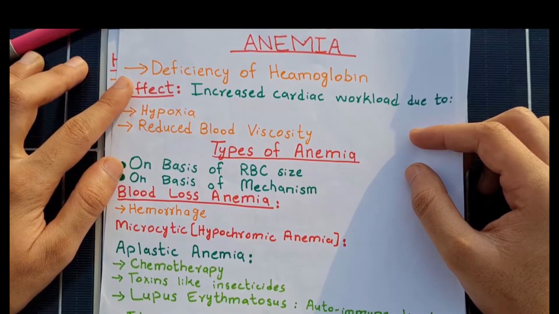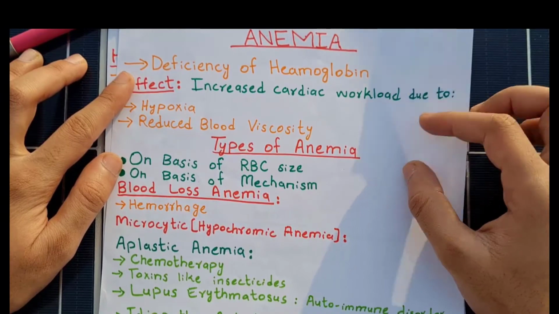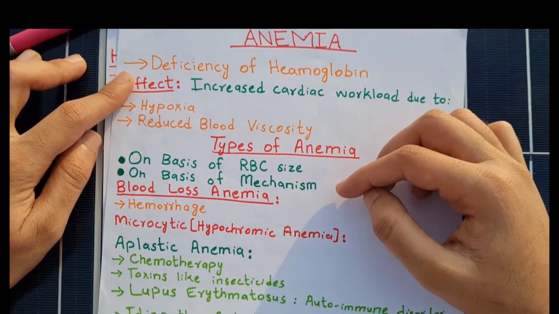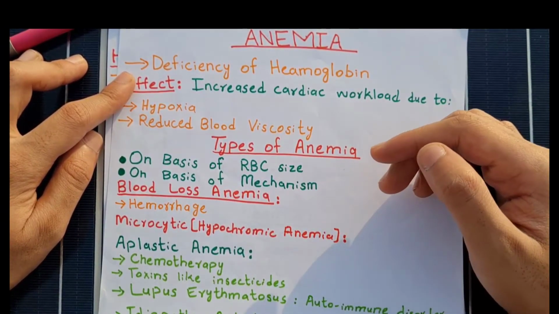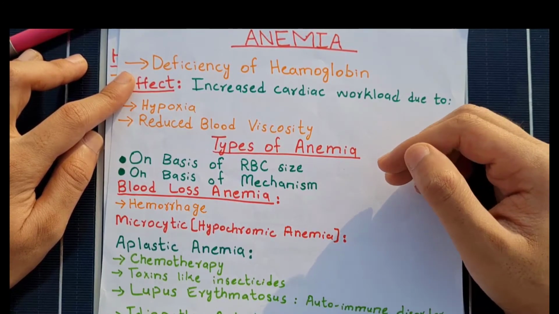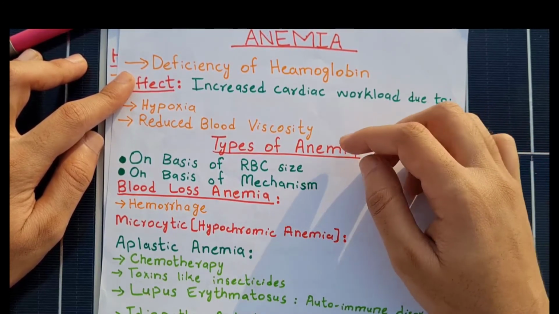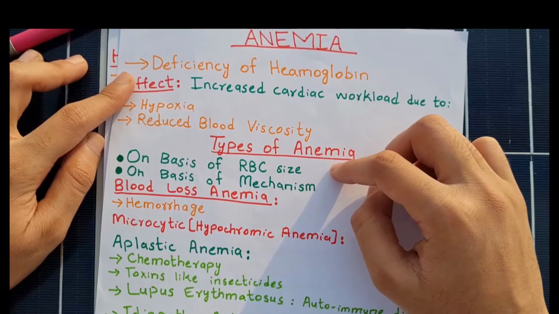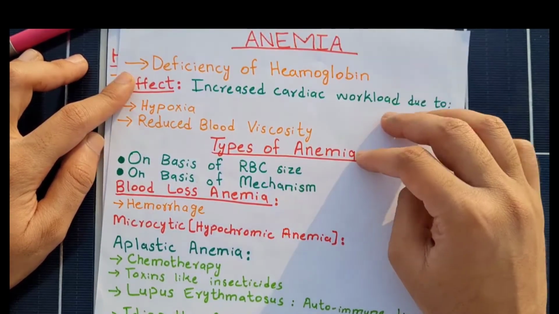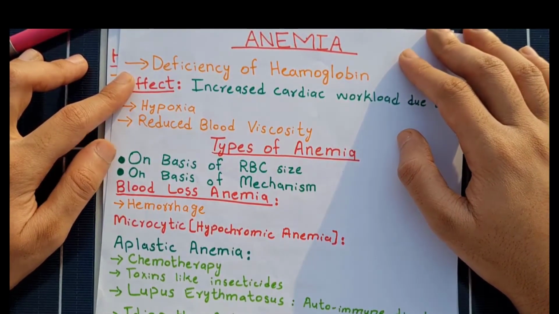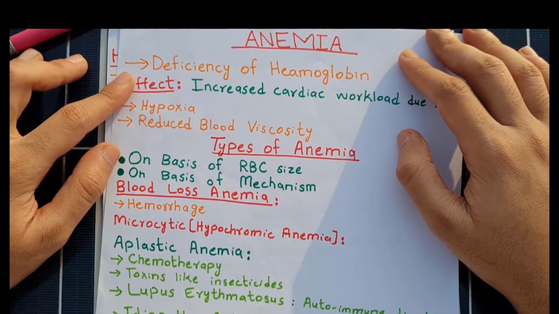So we can classify anemias on the basis of the RBC size as well as on the basis of mechanism, that is on the basis of different causes that lead to anemia. So on the basis of RBC size, if we try to classify anemia, we divide into three classes, that is microcytic anemia, normocytic anemia and macrocytic anemia.